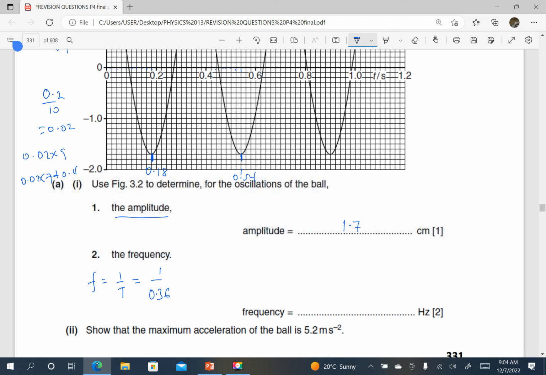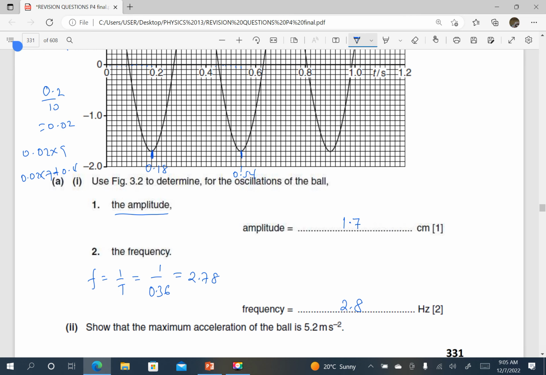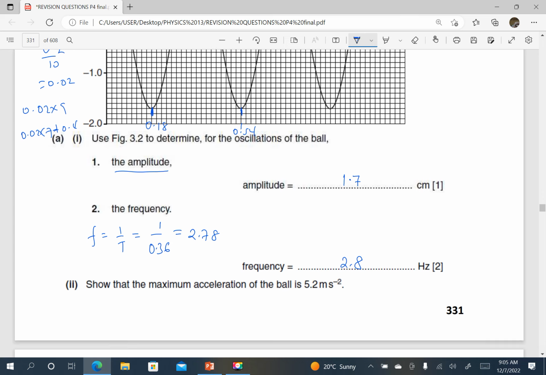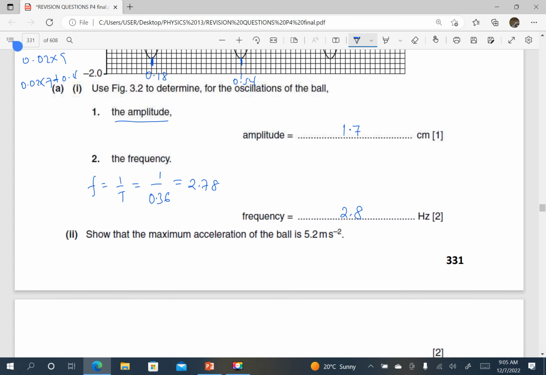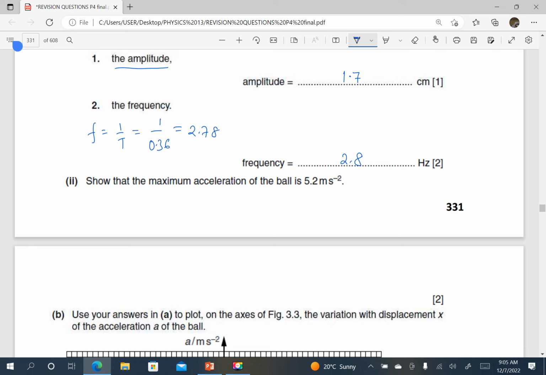seconds. So I find the frequency, 1 divided by the answer, that is 2.78, or approximately 2.8 hertz. So that is the frequency. The challenge will be reading the value of t correctly and finding the correct answer. Show that the maximum acceleration of the ball is 5.2 meters per second squared.